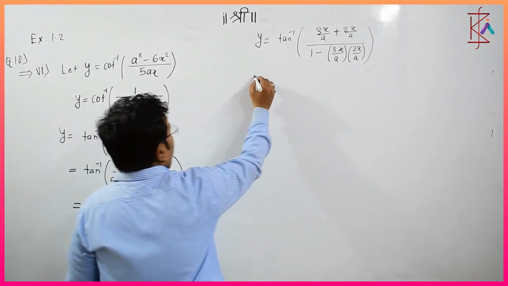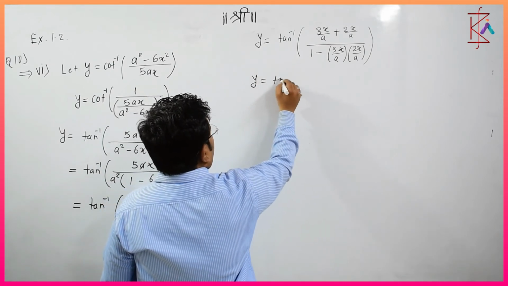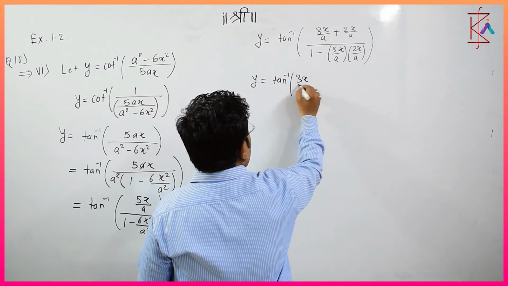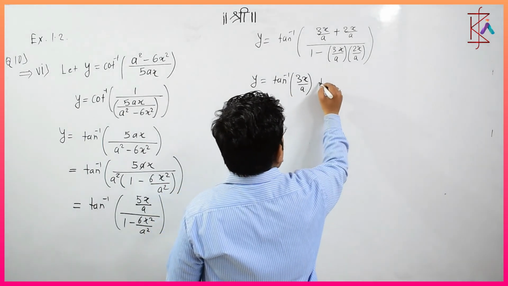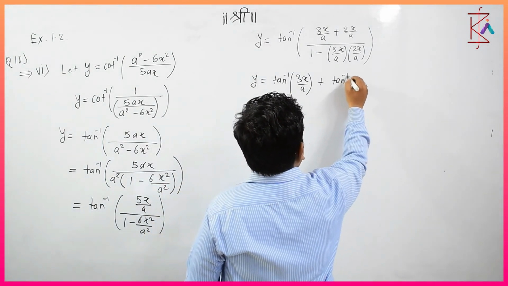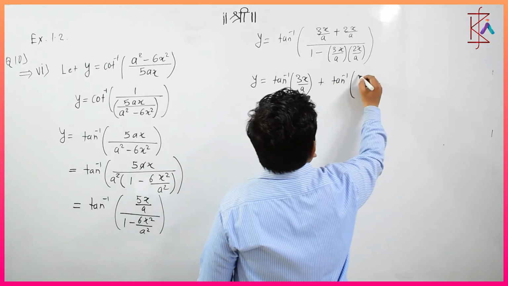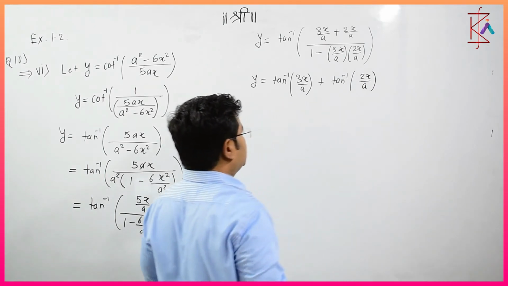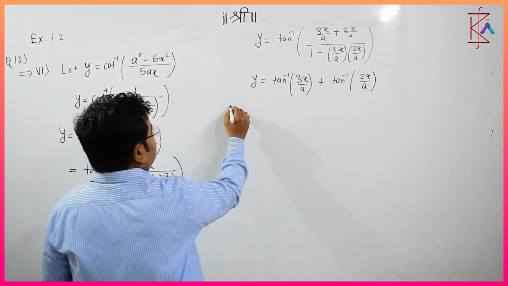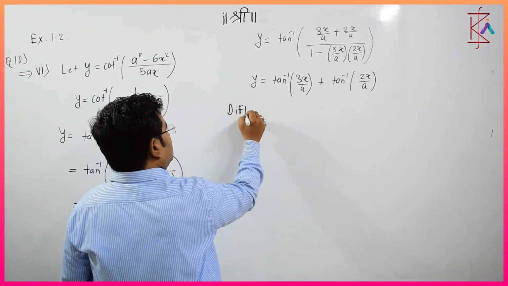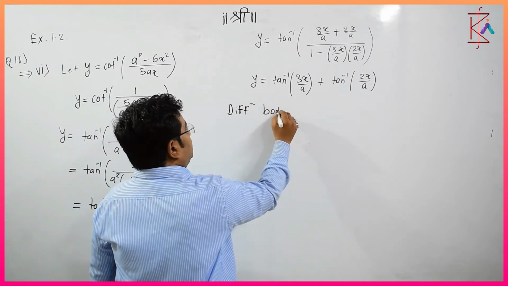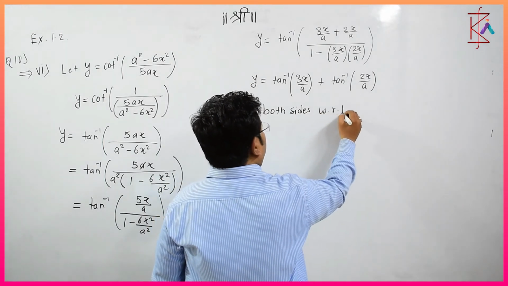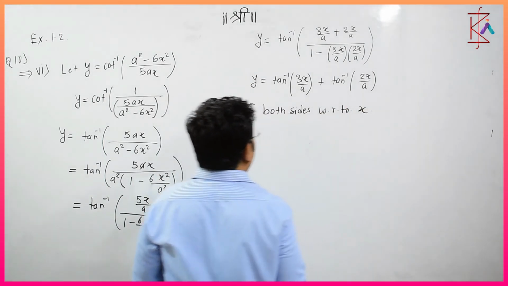Okay, done. So y is equal to tan inverse of 3x upon a plus tan inverse of 2x upon a. That's the simple equation. Now differentiating both sides with respect to x, what will happen?